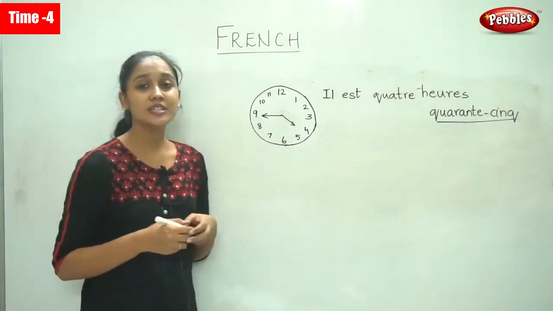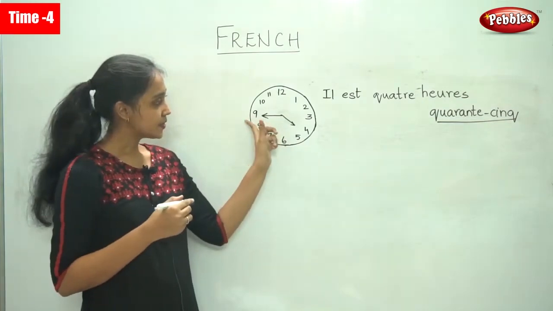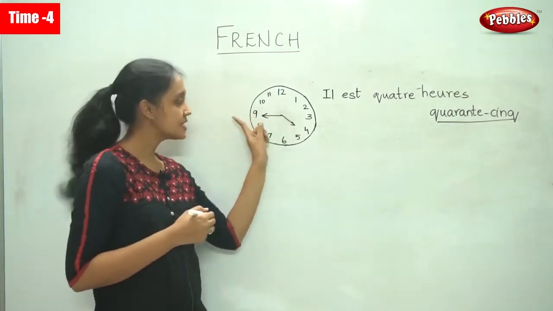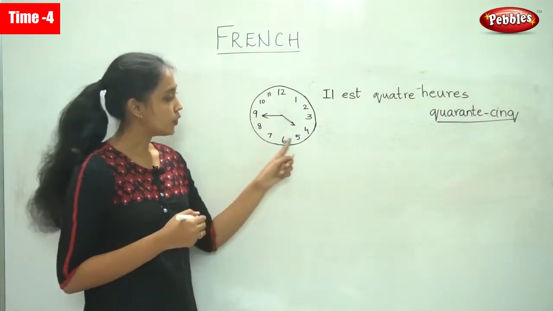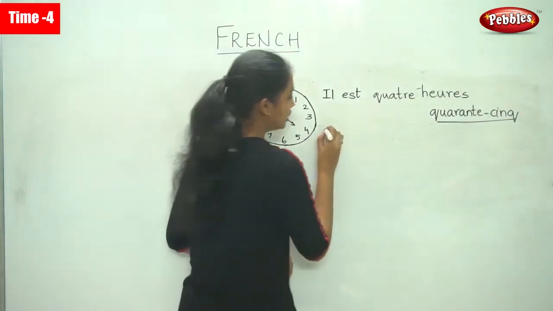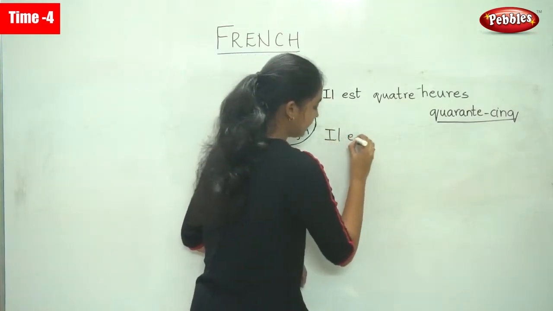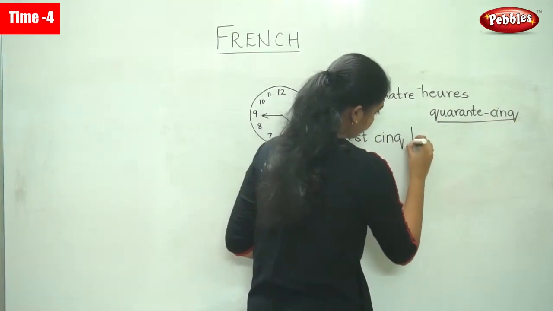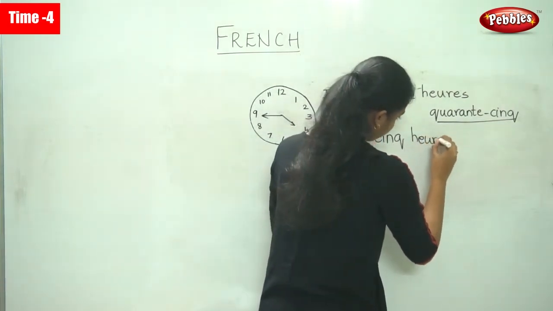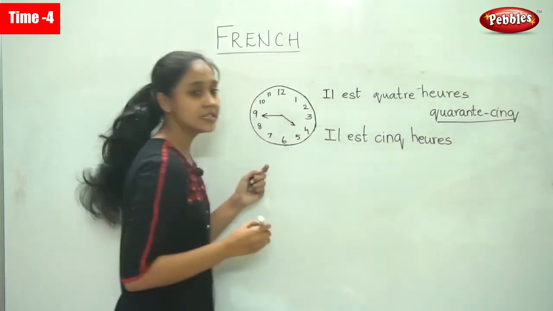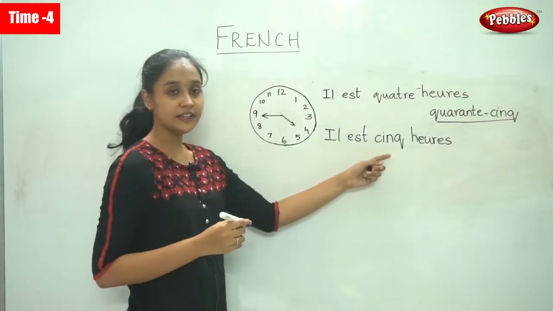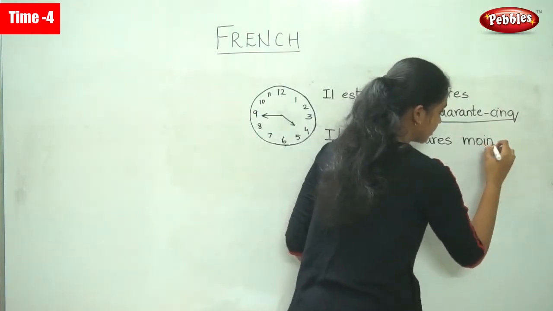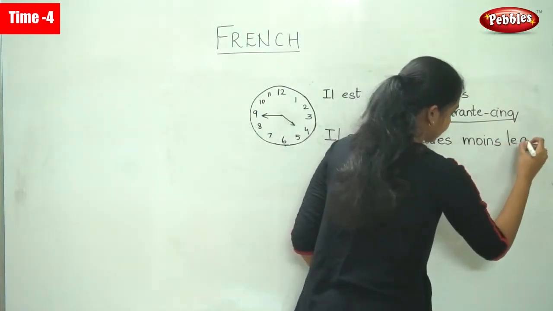So here how we say it is: 4:45 is almost 5 o'clock. There are 15 minutes more for 5. So il est 5h, 5 hours moins le quart.